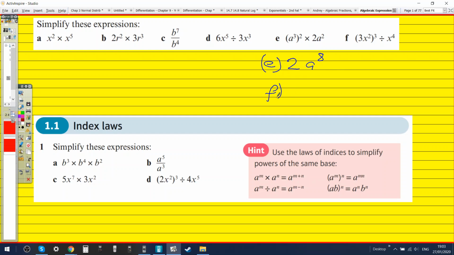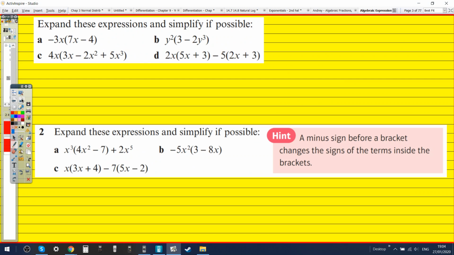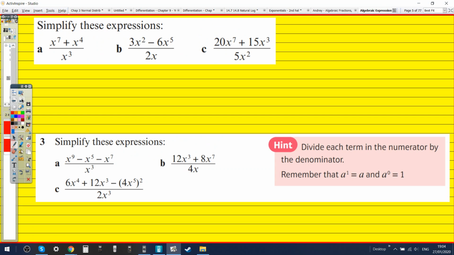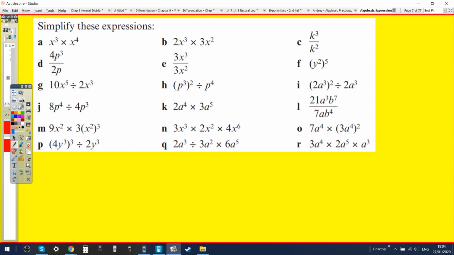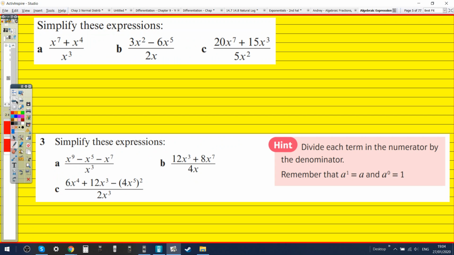And F. Will that be 27x to the power of 6 divided by x to the power of 4, which will be 27x to the power of 2? Yeah. Let's just expand in brackets. Fine, I think. Let me take a look.